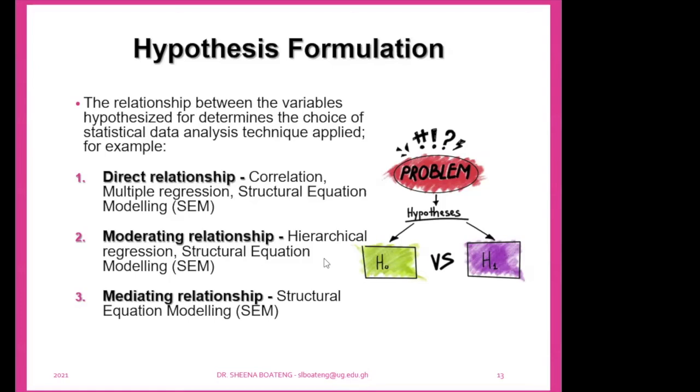Now for moderating relationships, we can use hierarchical regression and structural equation modeling to also test for moderating relationships. And then we can also test for mediating relationships. But for that one, we can solely use structural equation modeling. But for the purposes of our course, we will understand how to measure customer satisfaction using multiple regression analysis. So we will soon develop a questionnaire, collect data, and analyze it using multiple regression, right?